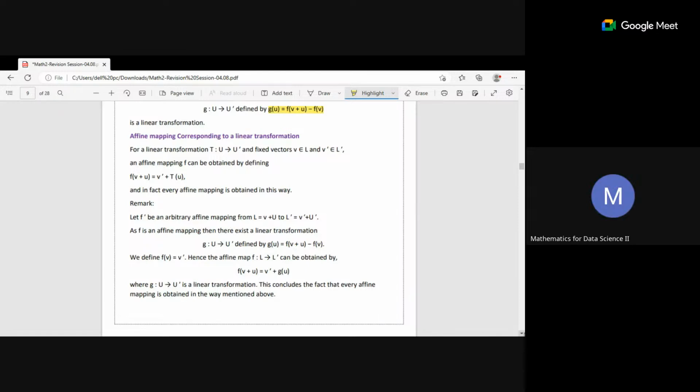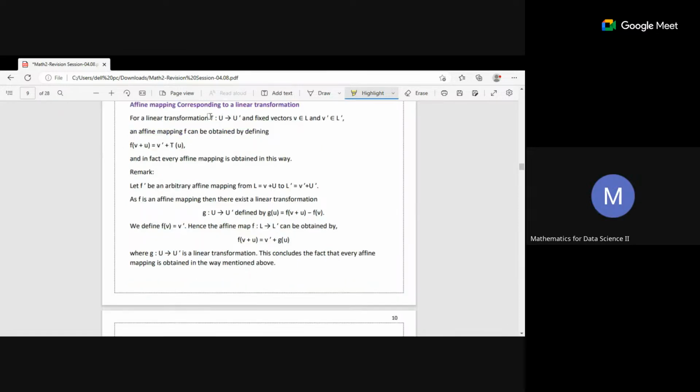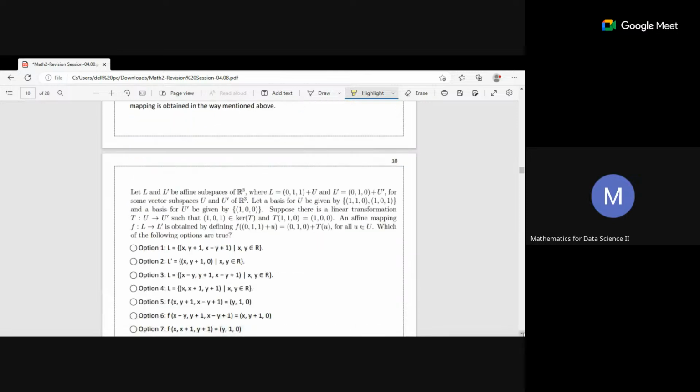So also when you are given a linear transformation, you can obtain an affine mapping. Suppose you have T from u to u dash, a linear transformation, then you can define the affine mapping f of v plus u as v dash plus T of u. So for this u, you just map it to T of u. That's all. And v and v dash are fixed elements of L and L dash. This is how you define an affine mapping if a linear transformation is already given to you. Okay, fine. So with these properties, let us solve an example here.